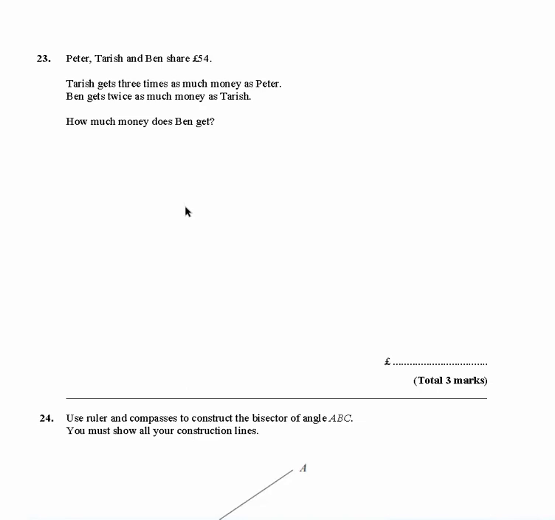And then, once I know what each box is, work out how much Tarish gets. Okay, you know how many boxes Ben gets from your diagram you've drawn here, and so you can work out how much money he actually gets, because you've just worked out what 1 box is.